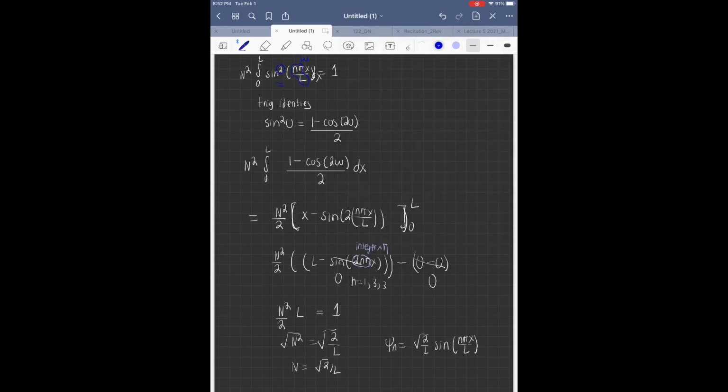You can use this for any n value. When you want to find a wave function for a specific n value, you just plug in like 2 or 1 or whatever, and then you get the wave function for that specific quantum number. All right, guys, that should be it.